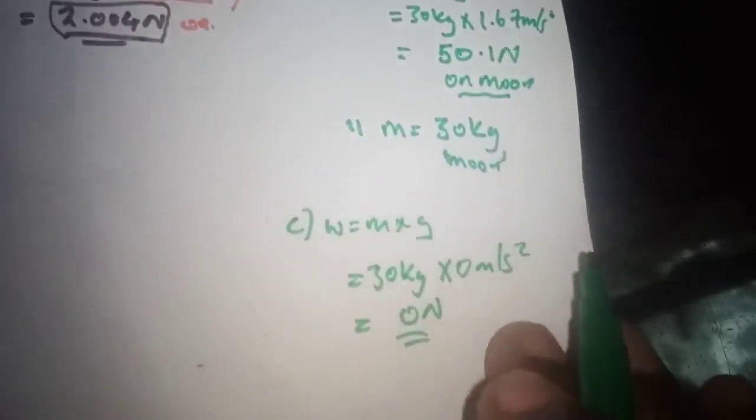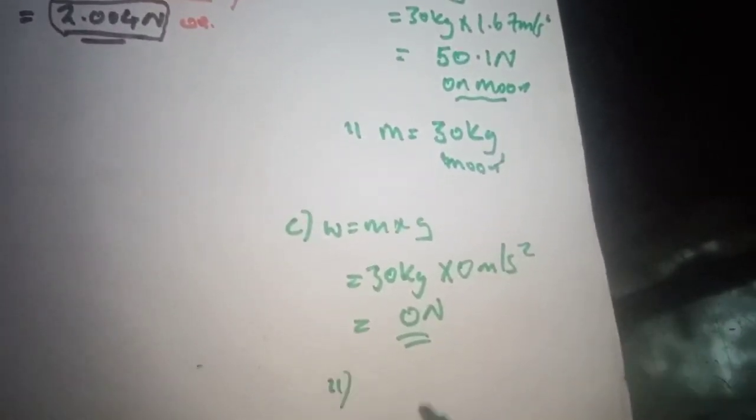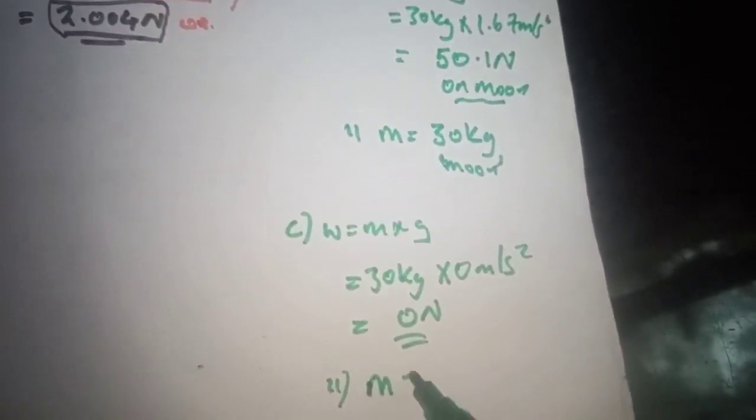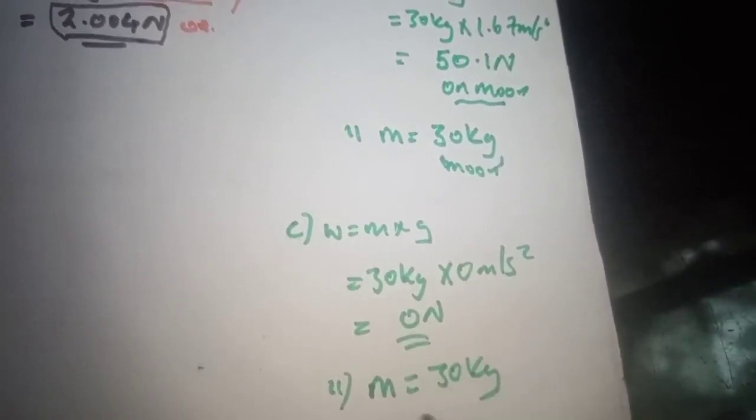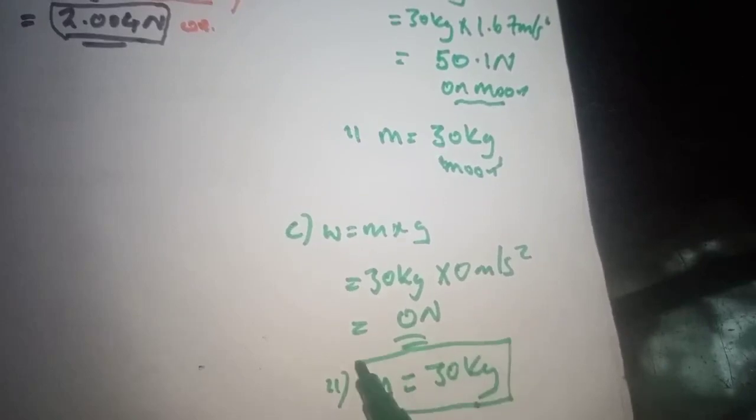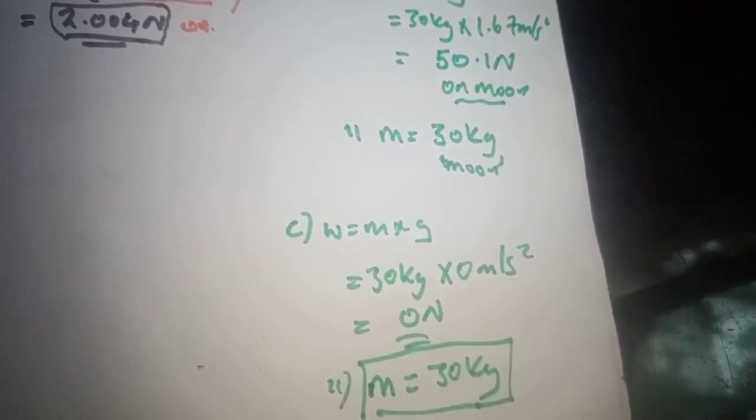So the question says again, find the weight and mass. For the mass, nothing will change. It will still be 30 kilograms. So this goes to show that weight is the only quantity that is being affected by gravity. Weight is affected by gravity, but mass is not affected by gravity.